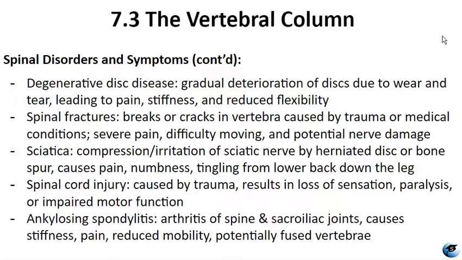Ankylosing spondylitis, an inflammatory arthritis affecting the spine and sacroiliac joints, leads to stiffness, pain, and reduced mobility, worsening over time and potentially causing fusion of the vertebrae.